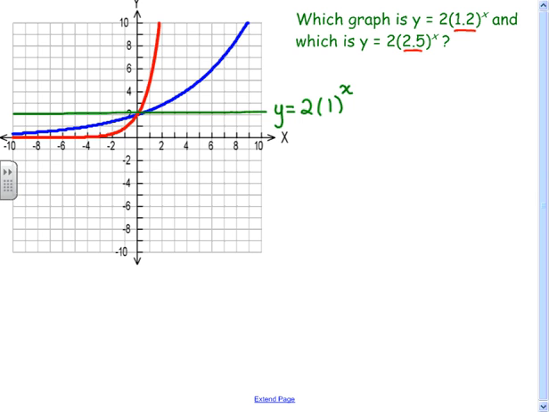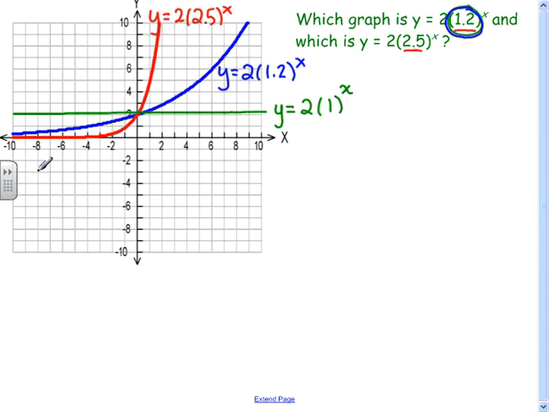Now, whichever of the two graphs is closer to that line, that's going to be the graph whose growth factor is closer to 1. And here you see it. This one of the two that we've got here is closer to 1. So the flatter graph is going to be that one. And of course that leaves the other graph as y equals 2 times 2.5 to the x.